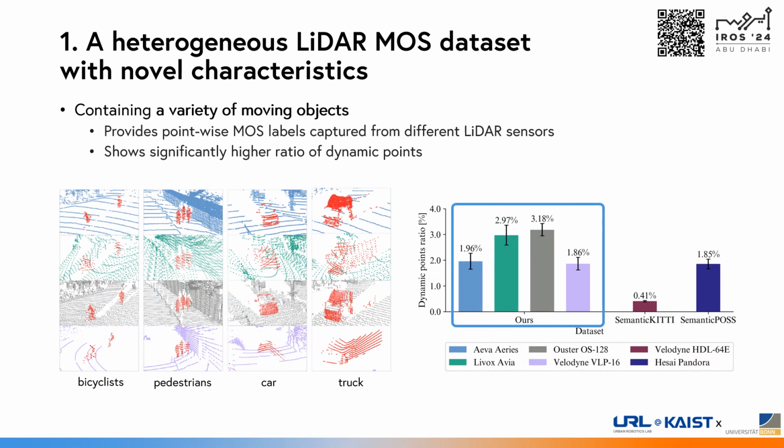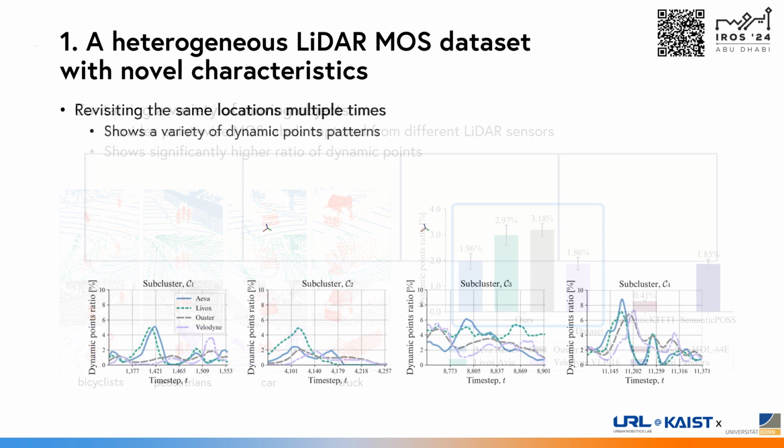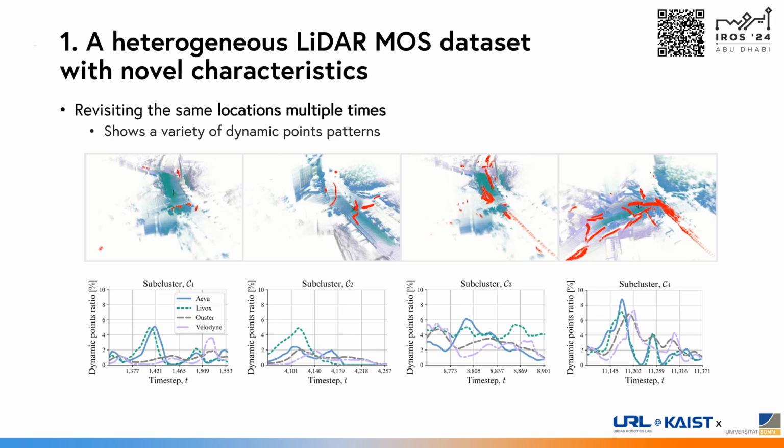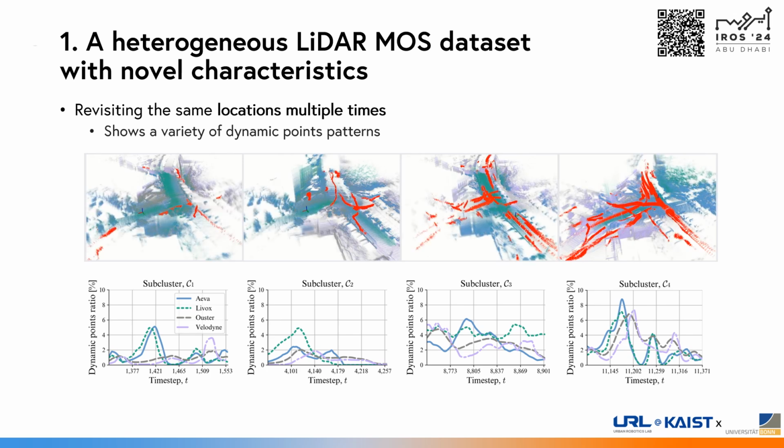By containing a variety of dynamic objects, HeLiMOS provides point-wise MOS labels captured from different LiDARs. Additionally, compared to other MOS datasets, HeLiMOS shows a significantly higher ratio of dynamic points across all LiDAR sensors. Moreover, by revisiting the same locations multiple times, HeLiMOS shows diverse dynamic point patterns within the same locations.